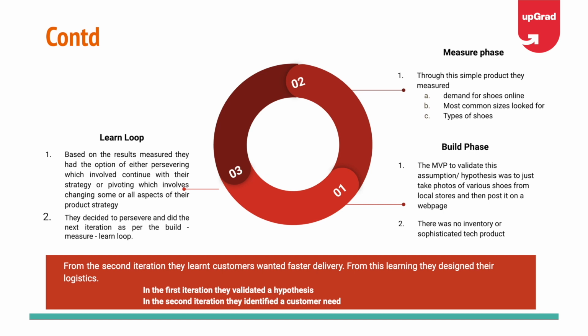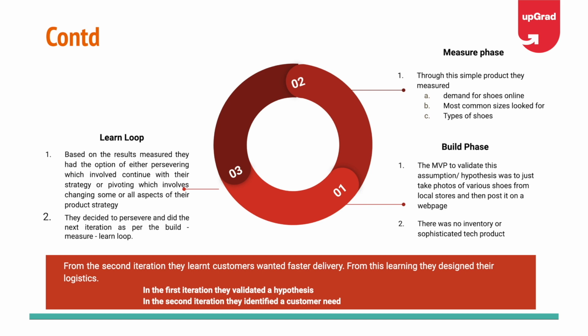In the build phase, the MVP to validate this assumption that customers will buy online was to just take photos of various shoes. They went to local stores, took some photos, and then posted them on a web page. Customers don't need a very sophisticated tech product or inventory for it. So this was their MVP, just a website, not even a sophisticated website. You can presume it's like a web page where there are photos of shoes that they had taken from the local stores.